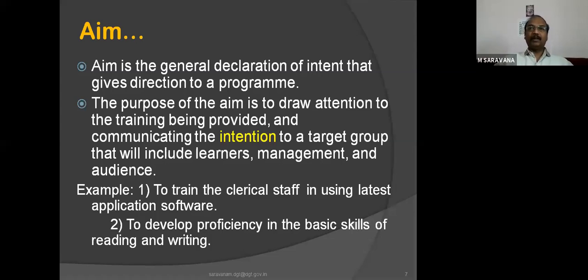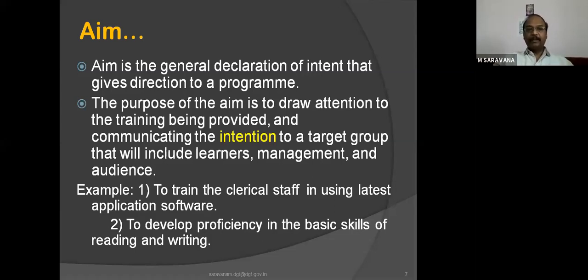So we have to draw the attention by telling our aim. This is our intention, this is our aim of the training program. It may be a short-term training program, or it may be a long-term training program. So drawing the attention of the learners or management or any other participants is called aim. So aim is the intention.